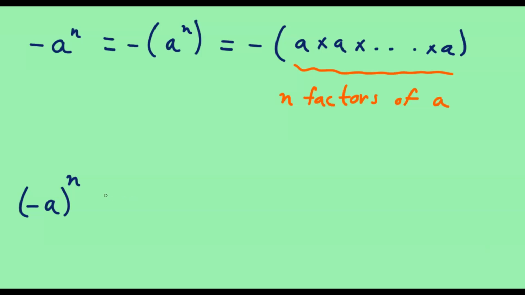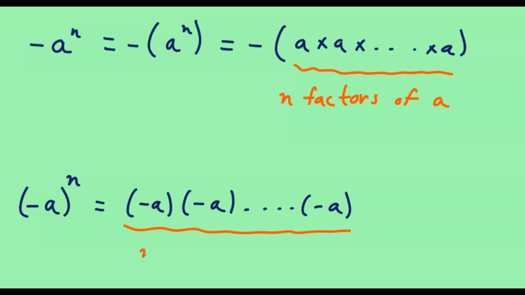However, in the next one, we have negative a whole to the power of n. That means we multiply negative a by itself a total of n times. So over here, we have a total of n factors of negative a. So in the first one, the base is a. So we end up having a bunch of factors of a. And in the second one, the base is negative a. So we have n factors of negative a.